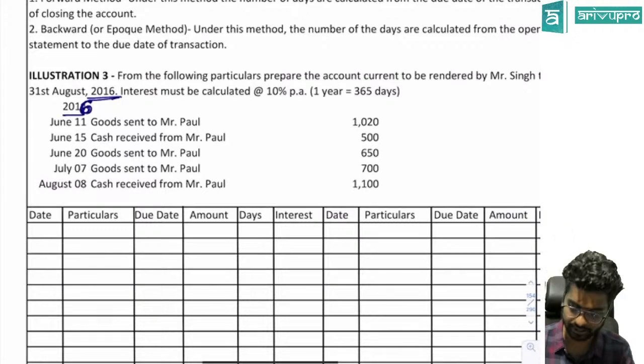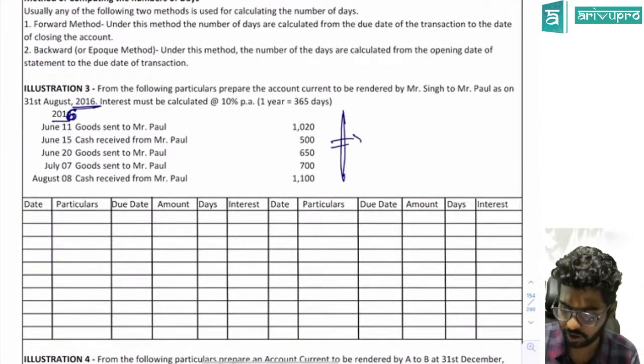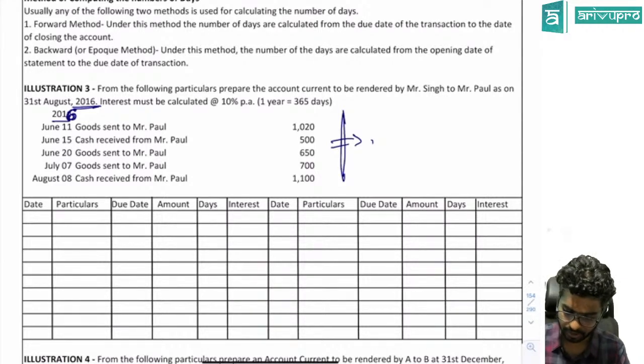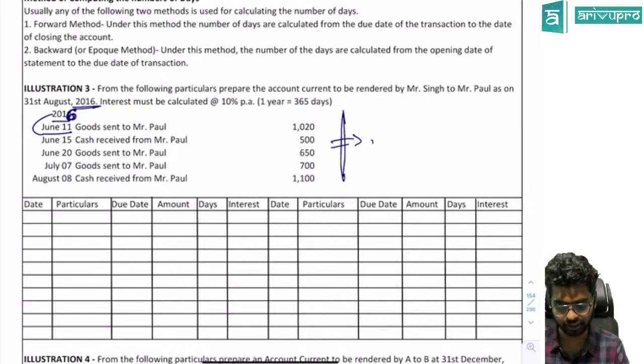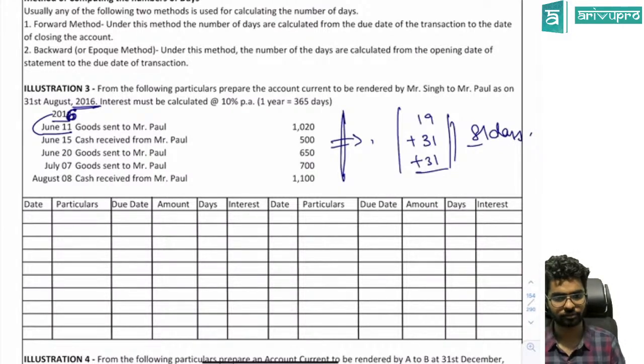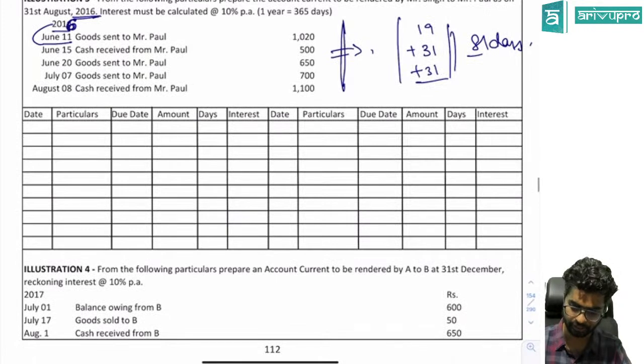Okay. Now, guys, see here. We already know how the forward method has to be done. Nothing to break my head on. I find the number of days. I'll just do it for the first one. Between 11th June to 31st August, if I ignore 11 June, then there are 19 days. That means total 81 days. So there is nothing to break your head on in the forward method.